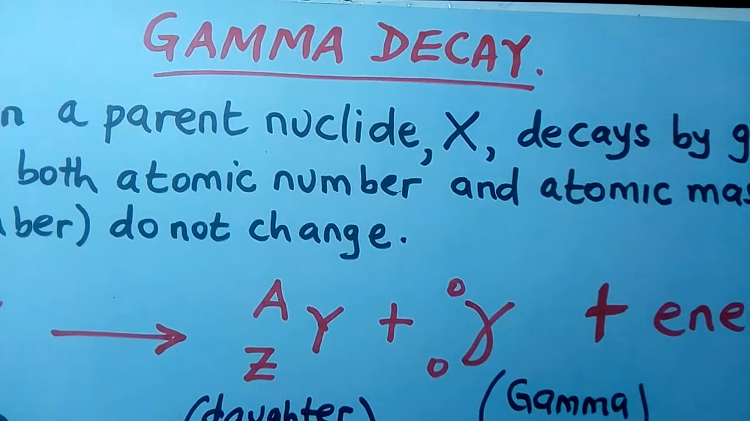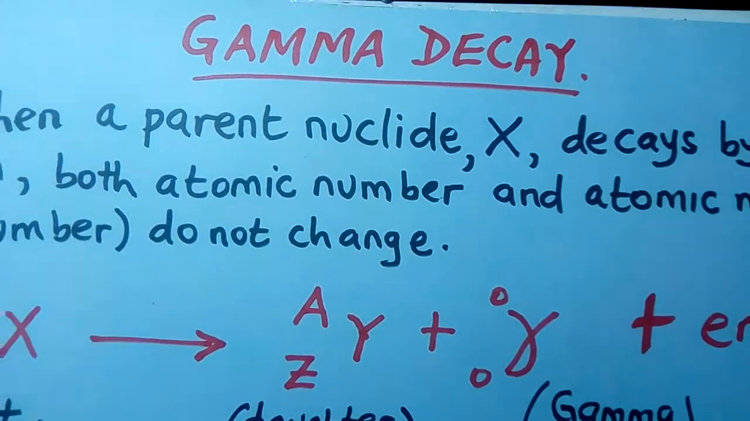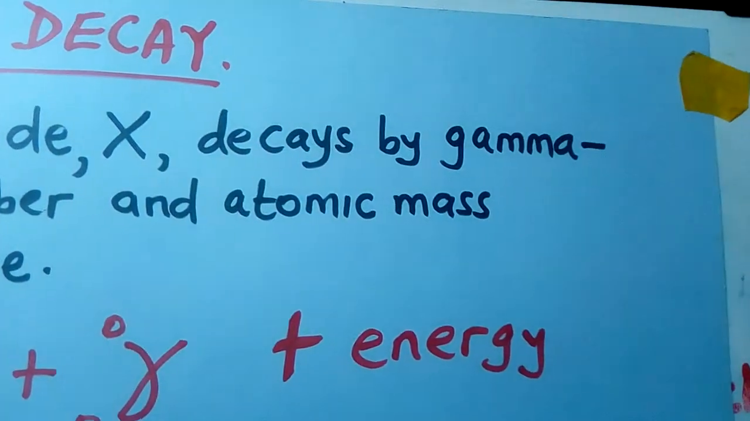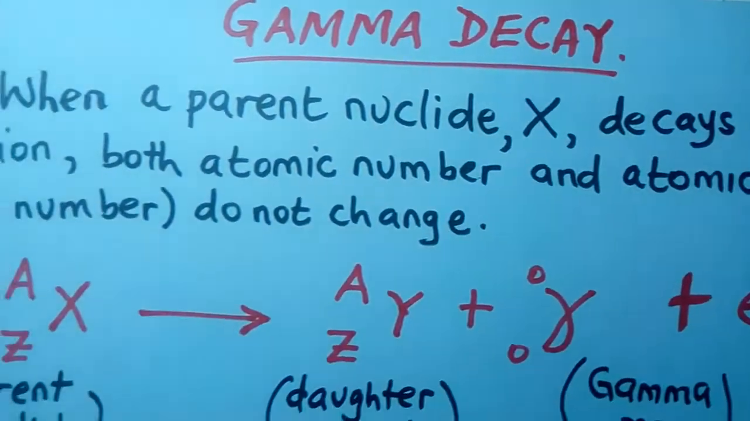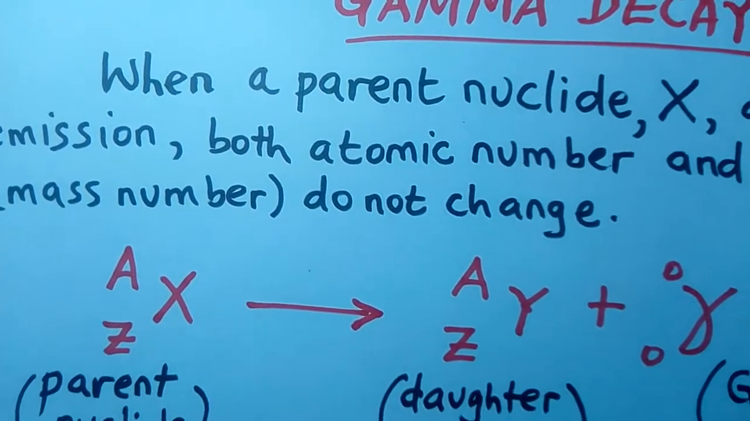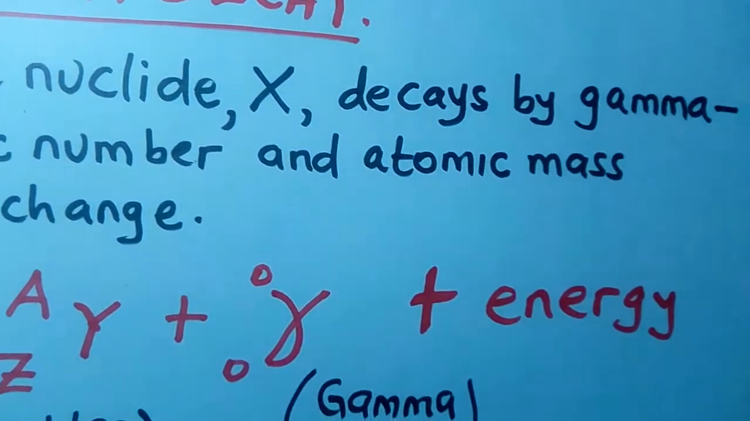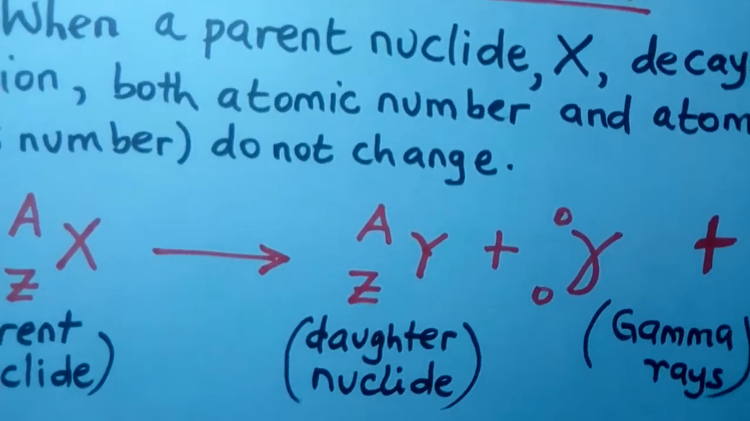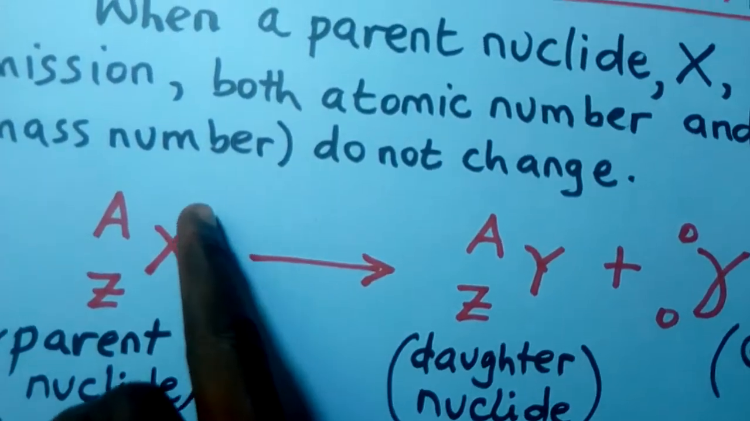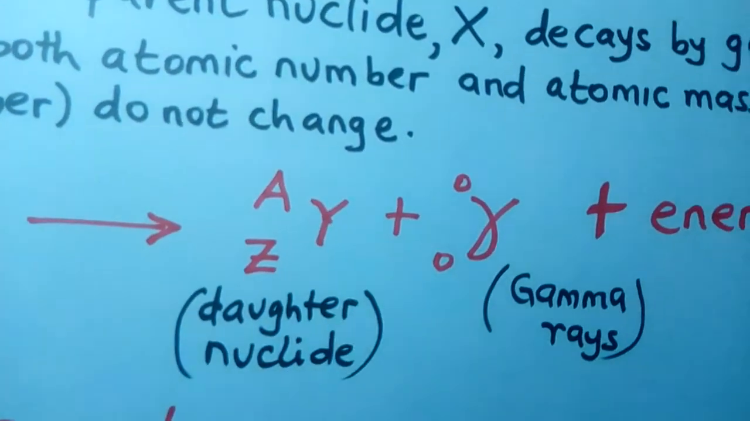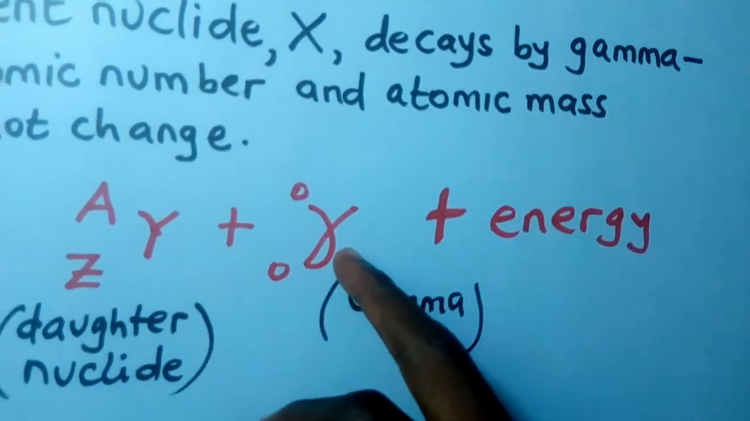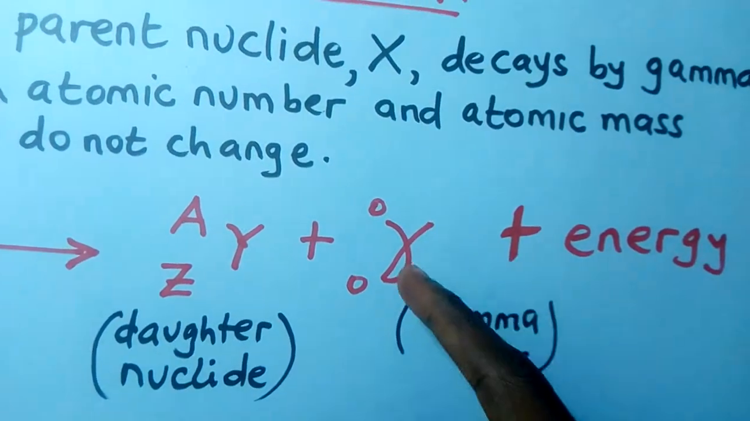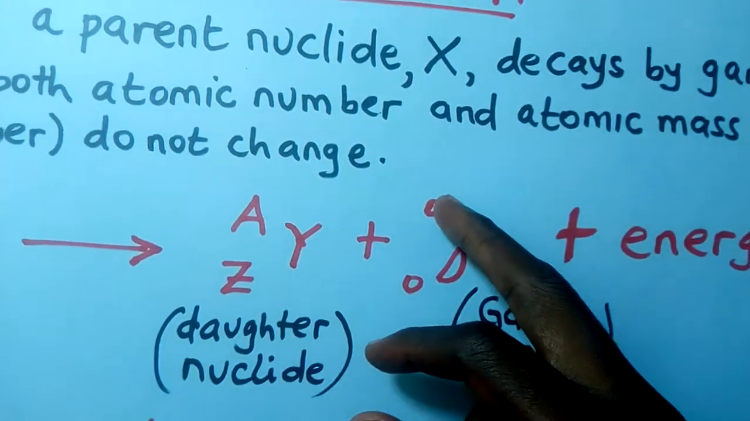Now in a gamma decay, when a parent called X decays by gamma emission, that means gamma rays are produced. Both the atomic number and the mass number or atomic mass don't change. So let us look at this. If X is the parent, Y is the daughter, and then a gamma ray is produced, all this decay energy is what? Given out. Gamma rays, this is how you write it. It has atomic number 0, mass number 0.